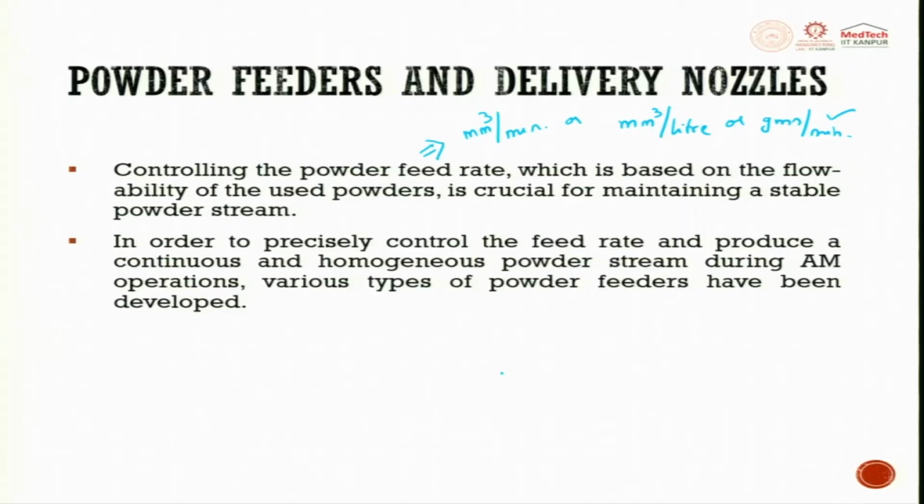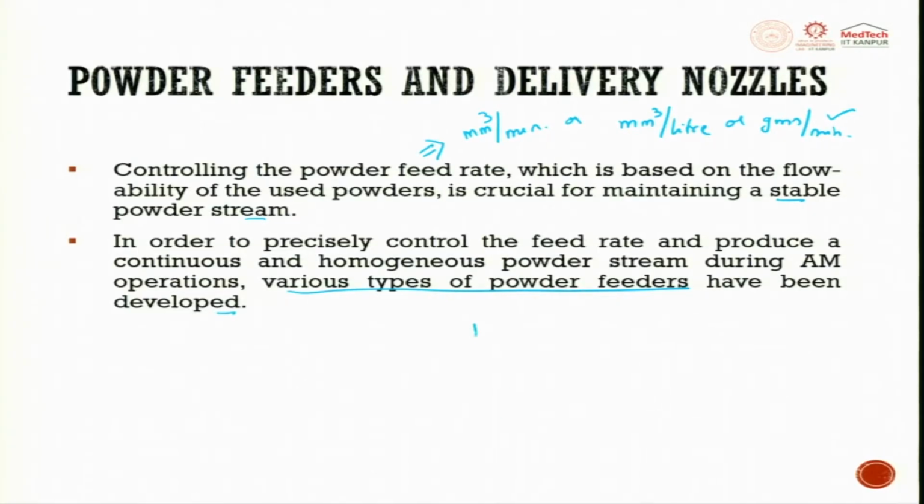For example, when the powder is fed, it is not only going to be the powder and also gas will be mixed, but it will be used in a very small extent. So, this will try to focus and hit at a spot, and where you have to make sure the stream of flow is constant. In order to precisely control the feed rate and produce a continuous and homogeneous powder stream during AM operation, various types of powder feeders are deployed.